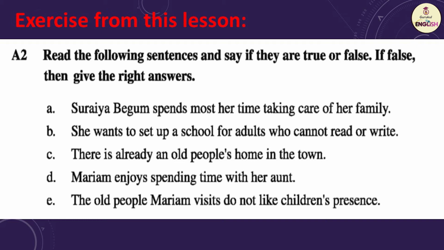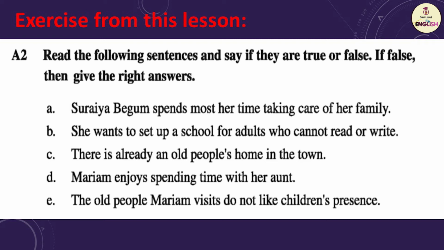Number A, Suraya Begum spends most of her time taking care of her family. Number B, she wants to set up a school for adults who cannot read and write. Number C, there is already an old people's home in the town.